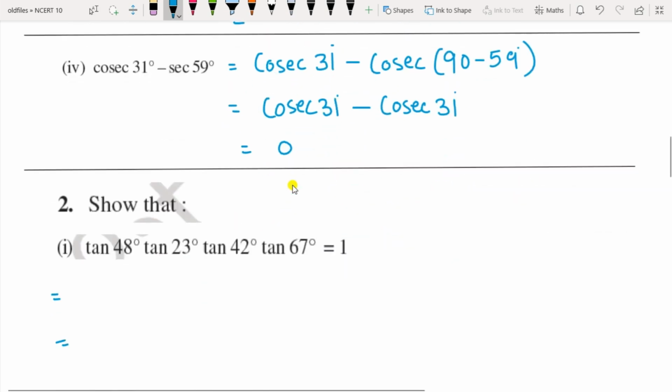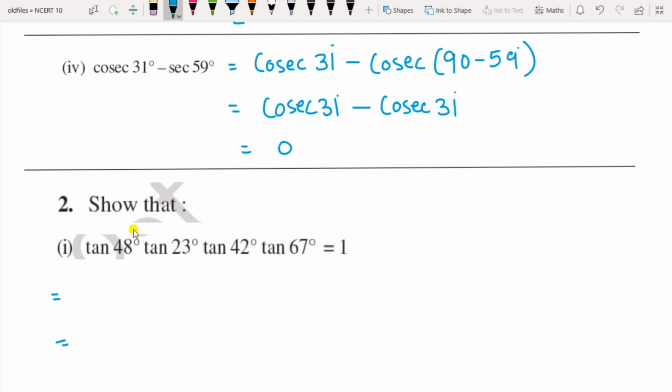Now in this case, cosec 31 minus sec 59. So I am converting sec here. You can convert cosec also. So cosec 31 minus cosec of 90 minus 59. So 90 minus 59 is 31. So cosec 31 minus cosec 31 is 0.